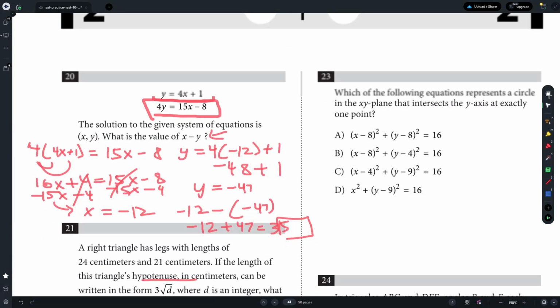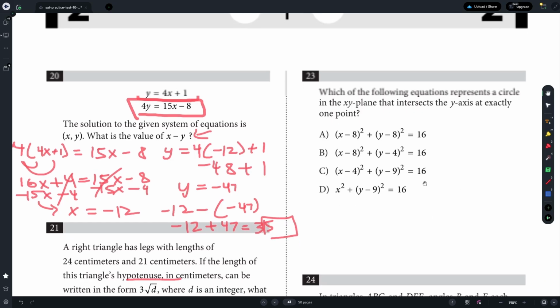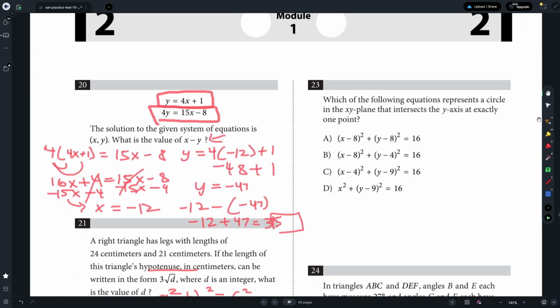Number 23. Which of the following equations best represents a circle in the coordinate plane that intersects the y-axis at exactly one point? So, how do we solve this question, right? Let's take a look at each of the choices. Let's look at choice A.